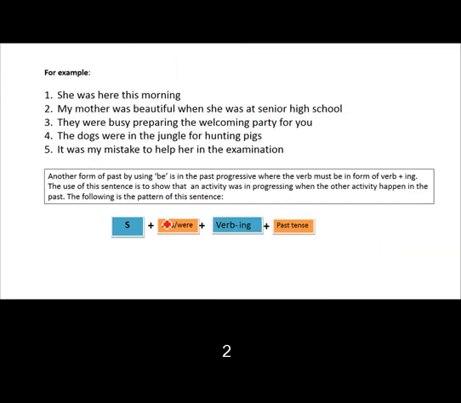And this one is for example. You can check in here. If you want to make a sentence starting with the subject she, because the subject is she, and then the be we can use was, and this one is here. Here is adverb of place. She was here this morning. And second, my mother was beautiful when she was at senior high school. We believe that today your mom is not as beautiful as when she was in senior high school, although she is still beautiful at her age.